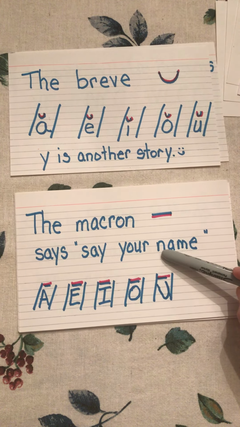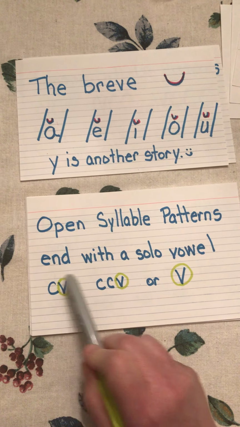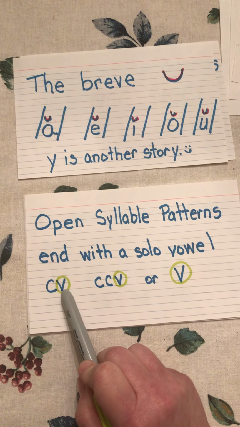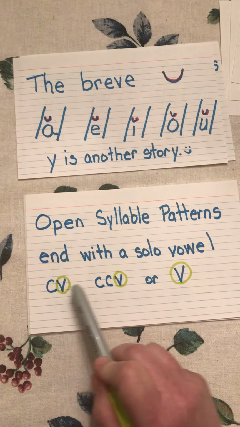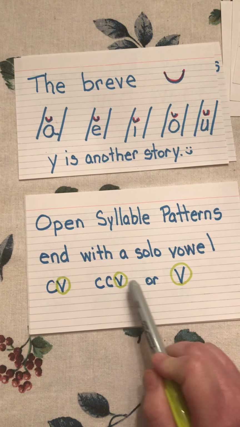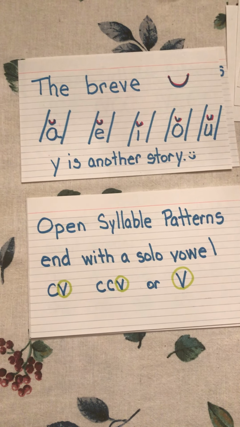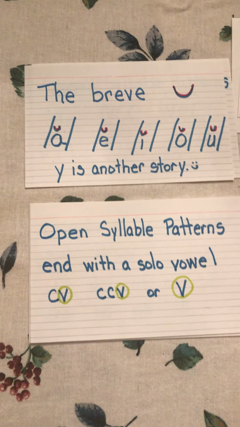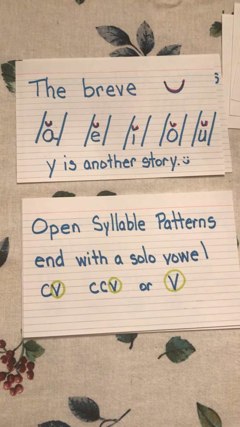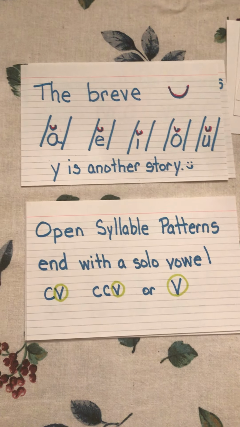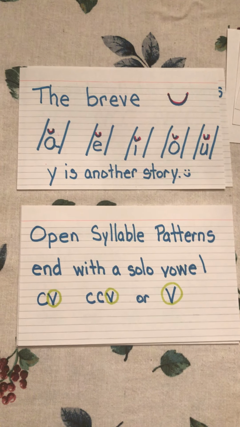Instances of these are consonant-vowel. Notice where the vowel is. Remember, we want to go vowel on. If this is the end of the syllable and it ends with that vowel, then the vowel says its name. Consonant, consonant, vowel, or just a vowel. Now, if we look at these two in comparison with each other, and I lost that card already, sorry.